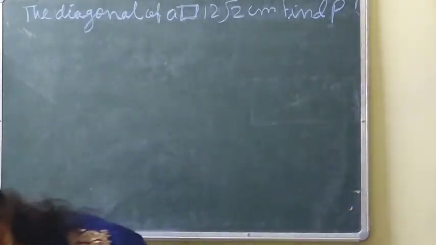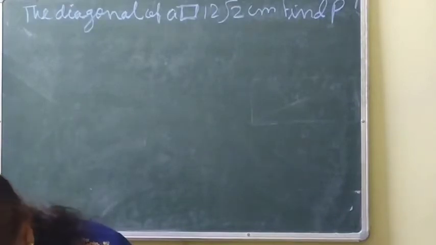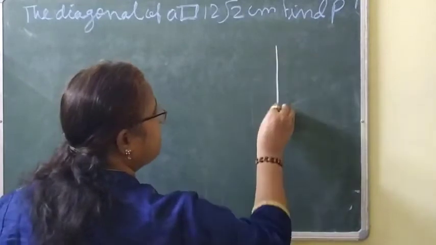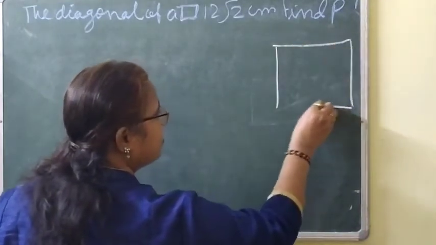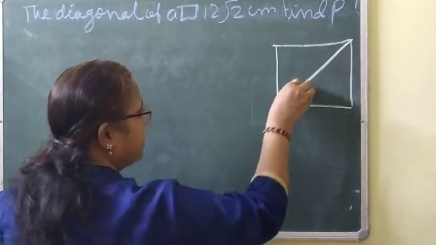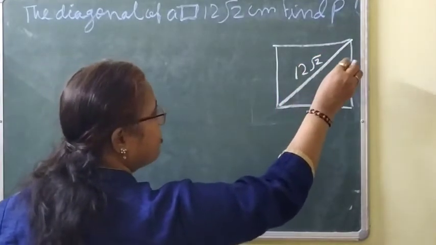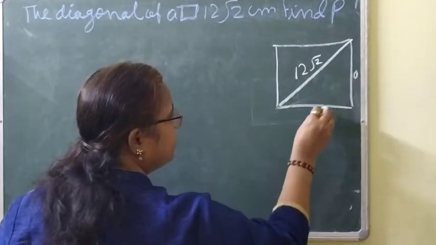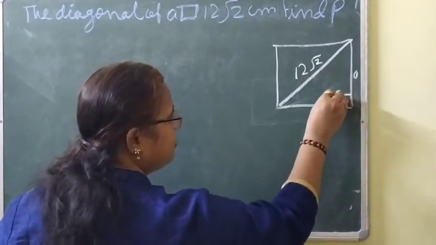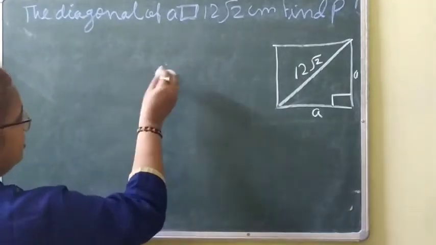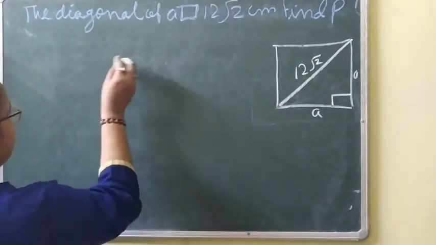Okay. So now let's do. So the diagonal of a square. Again, what is diagonal of a square? If this is a square, then this is what? Diagonal. Clear? So this is given 12 root 2. In a square, if this one is A, then this will also be A. This is what? 90 degree. Clear? So we can use what? Pythagoras theorem to find out.